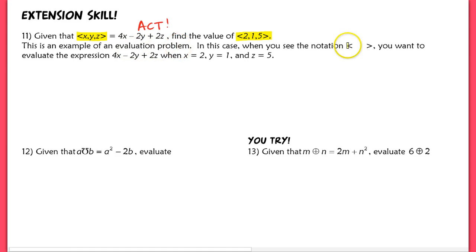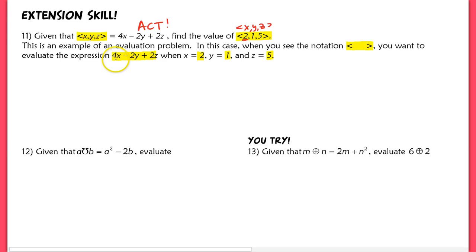In this case, when you see the notation of those brackets, you want to evaluate your expression by just substituting in the values 2, 1, and 5. So see how they have x, y, z in that order? This number here represents x, then y, then z. Okay, so they're just using this funky little notation to kind of throw you off, but that's what the ACT does. It tries to challenge you a little bit. So we're just going to use those numbers and plug them right into our expression.